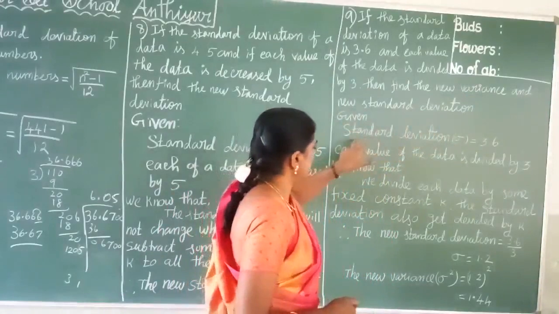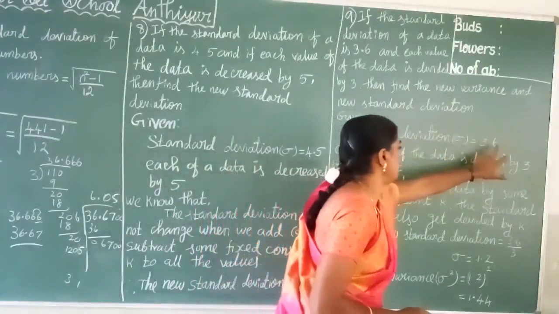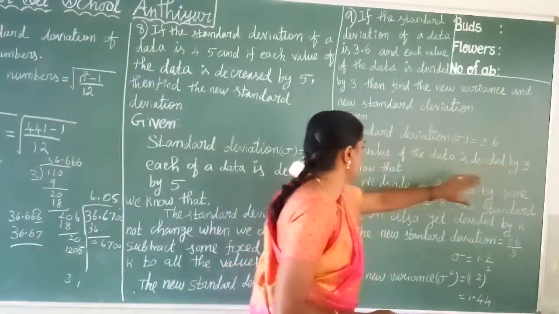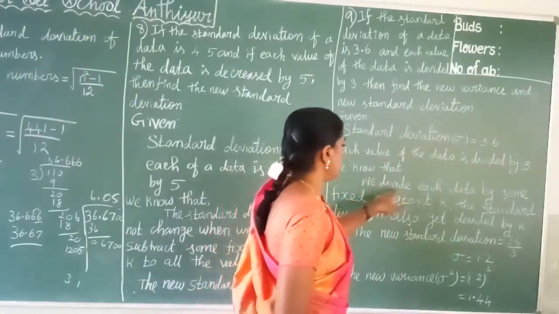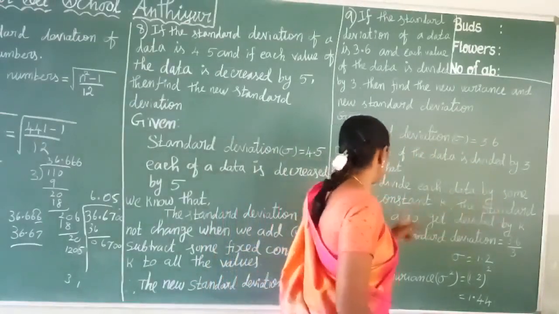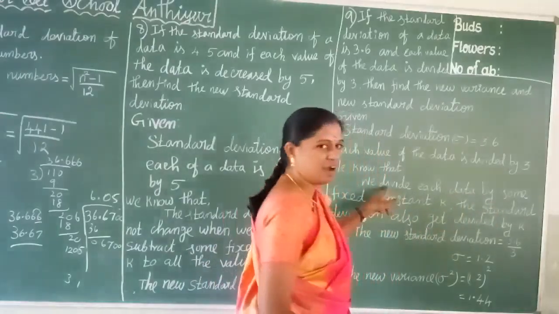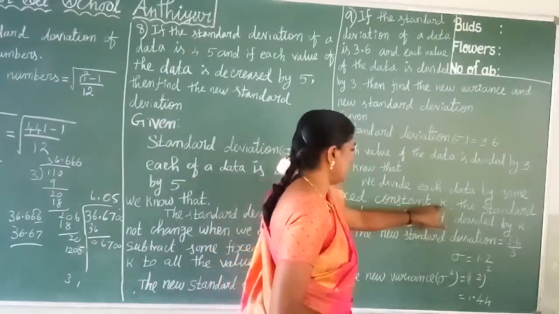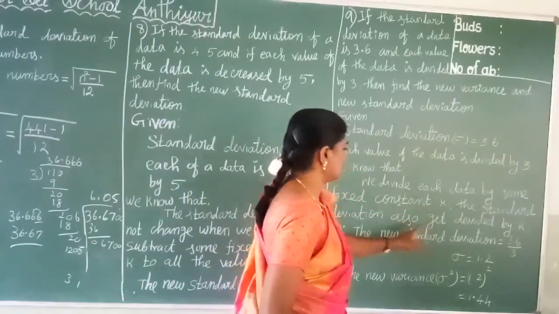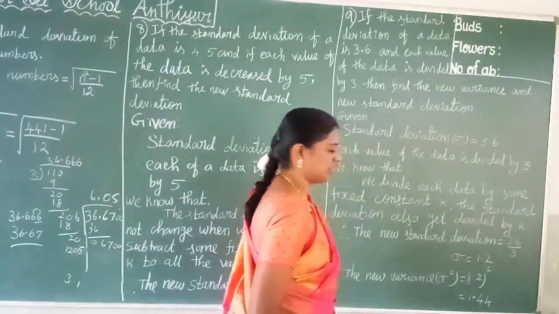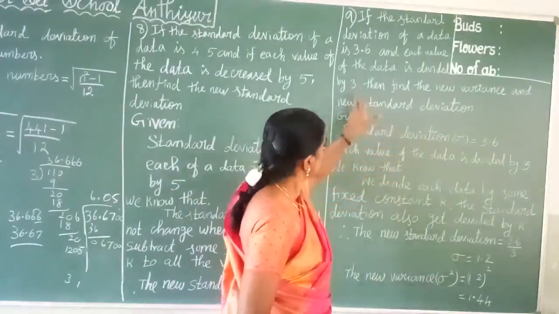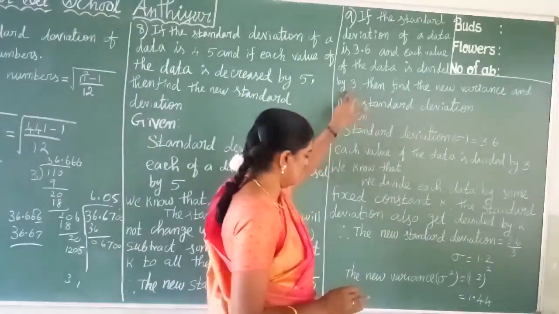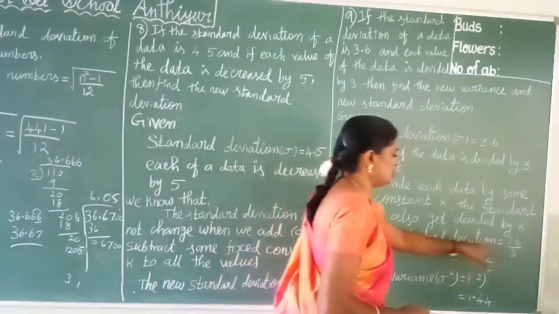Here given standard deviation sigma is equal to 3.6. Each value of the data is divided by 3. We know that when we divide or multiply each data by some fixed constant k, the standard deviation also gets divided or multiplied by k. Here k is 3. The fixed constant is 3. So the new standard deviation also is divided.